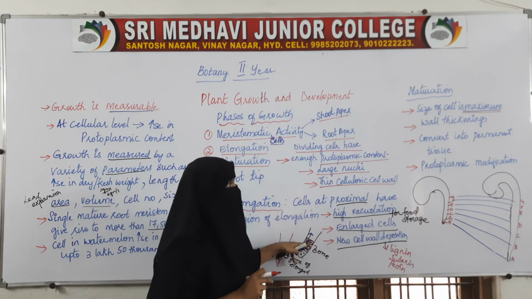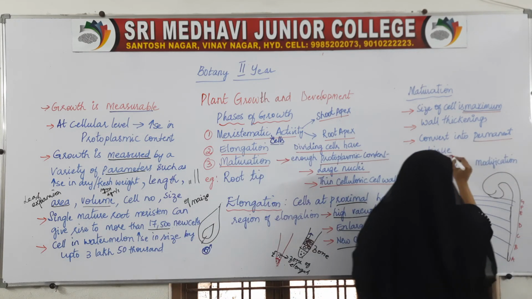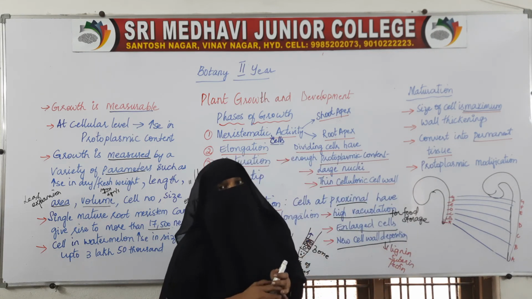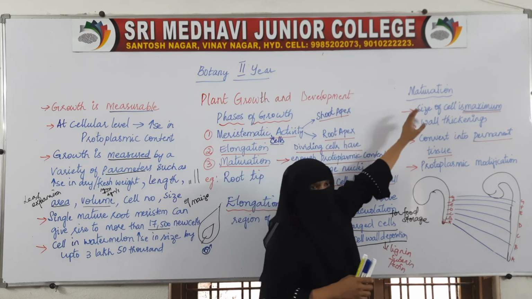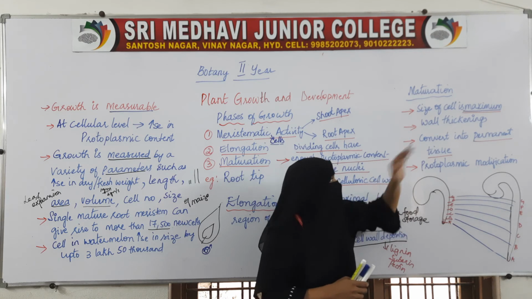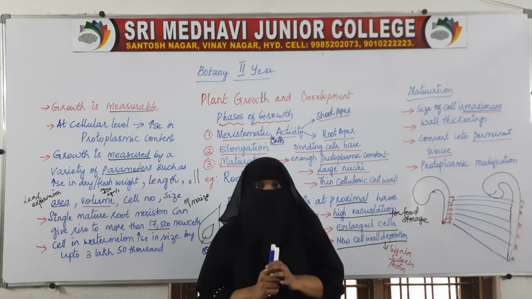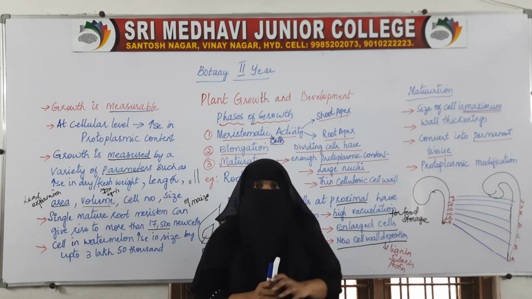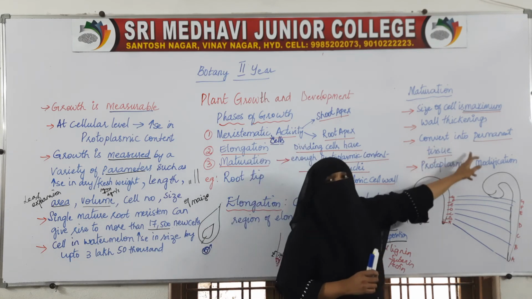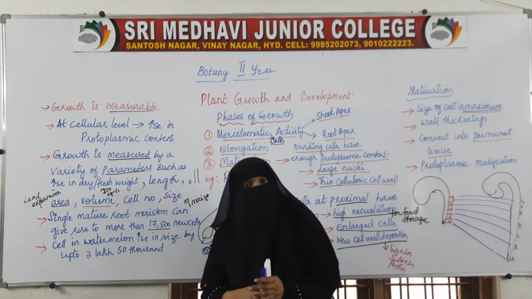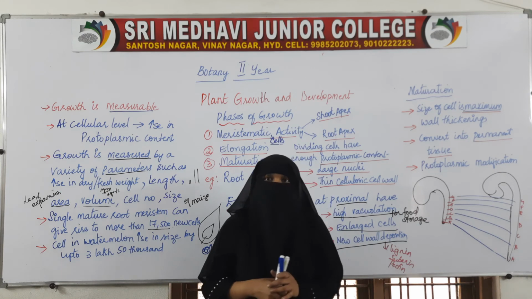Now these meristematic cells will convert into permanent tissue. When they have attained the maximum size and proper thickening is formed, the cell has matured, properly formed. Now after the formation, it will convert into permanent tissue, and here protoplasmic modification will also be seen.